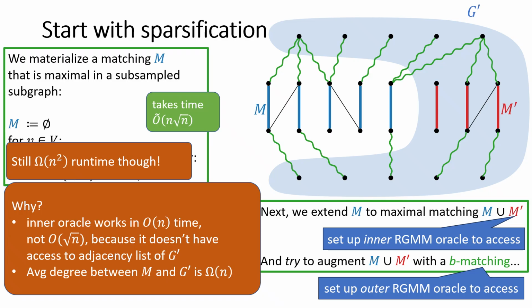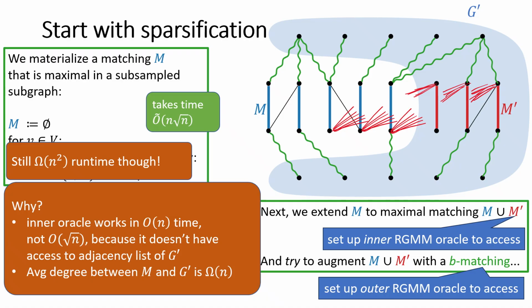The issue is that you could think that the inner oracle is great because it's in this subgraph which is low degree. But the problem is that it doesn't run in O of square root n time. It runs in O of n time. This is because it does not have access to the adjacency list of G prime. What we have is adjacency list access to G. So if I am at this red vertex and want to find some edge that goes to G prime, maybe I'll have to loop through a lot of edges that turn out to go to M. Even though it's fast to check that it goes to M, I'm wasting time. So this can be done in O of n, but not any faster.